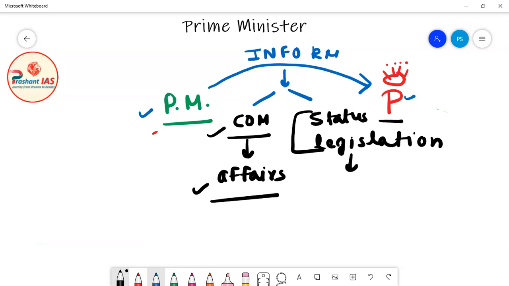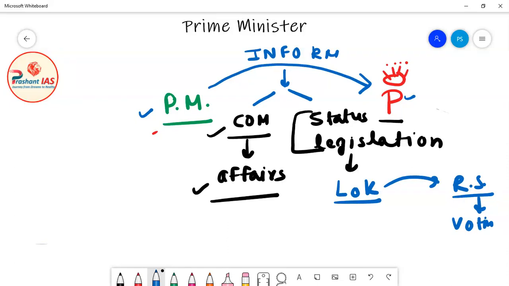Now, what is the meaning of status of legislation? Status of legislation means at what stage a bill is in the parliament. For example, let's suppose a bill is passed by Lok Sabha and now the bill is sent to Rajya Sabha, and in Rajya Sabha the voting is to be conducted. So status of legislation means which bill is at which stage in parliament.